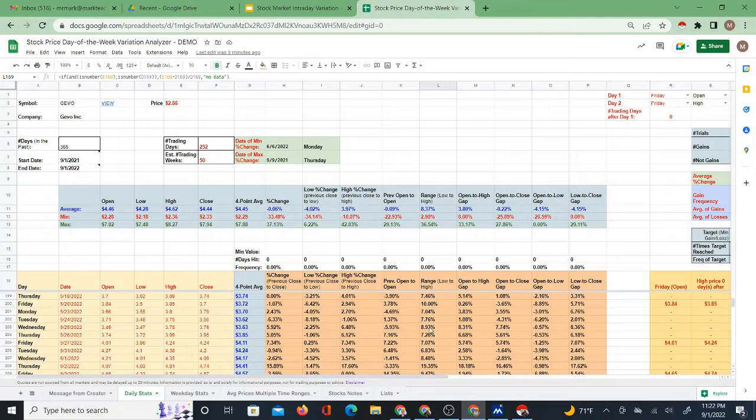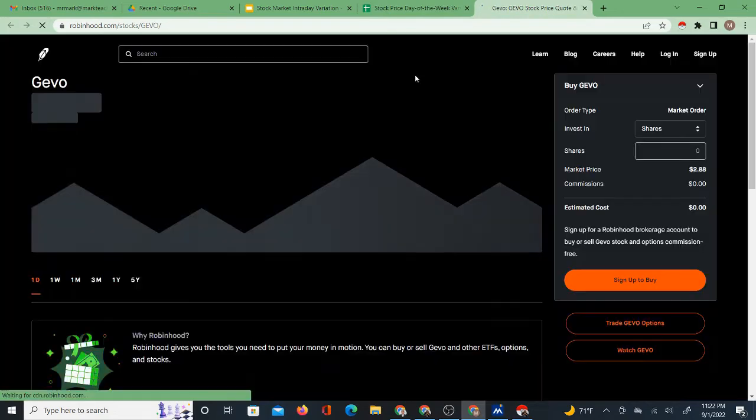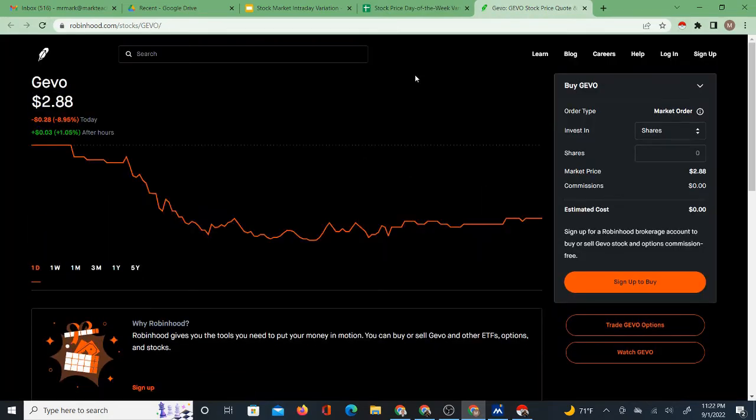Right. This is how. This is the data. This data is showing you how. Right. And another thing I should have pointed out with this is that when you click this view button, it will actually show you the stock on Robinhood. All right, and I'm not signed into mine right now. But even when you're not signed in, you can see the chart.